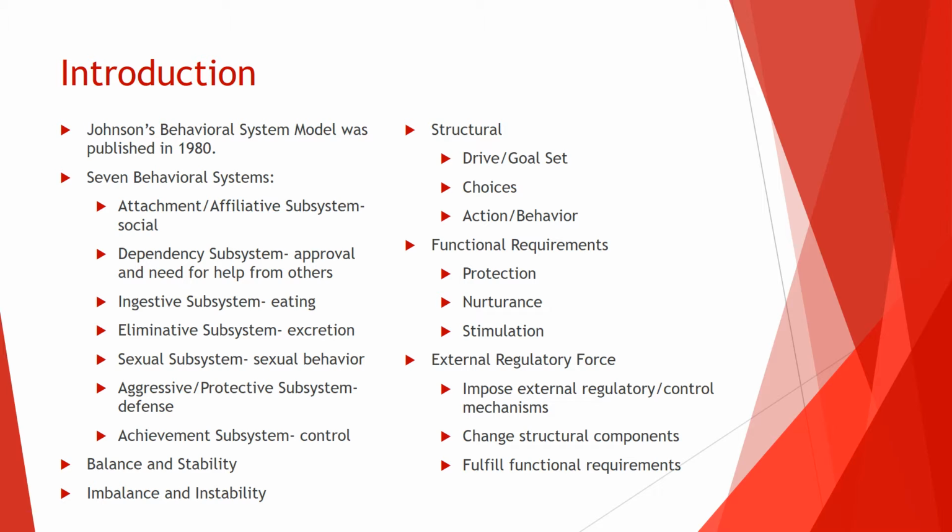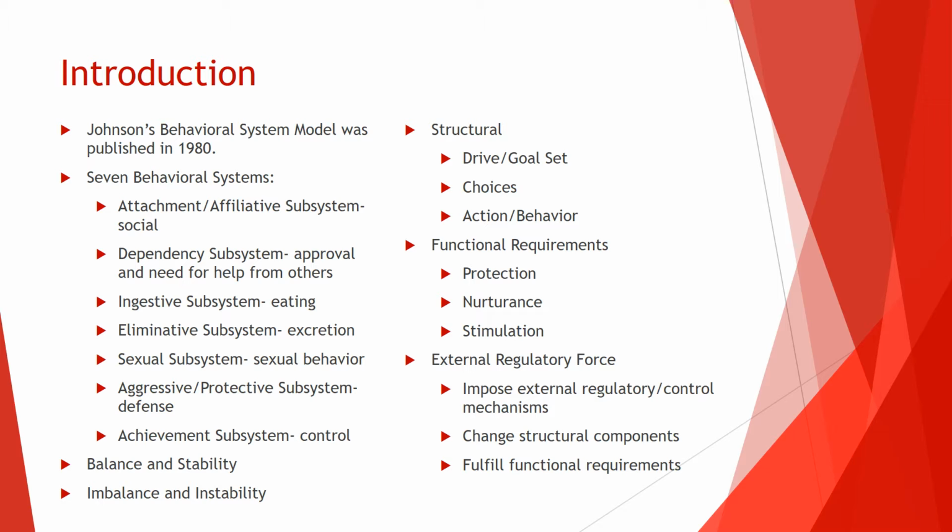She listed 7 behavioral systems: attachment affiliative subsystem for social interactions, dependency subsystem for the need for approval and the need for help for others, ingestive subsystem for eating and food, eliminative subsystem for excretion, sexual subsystem for sexual behavior, aggressive protective subsystem for defense, achievement subsystem for the need to control the environment.